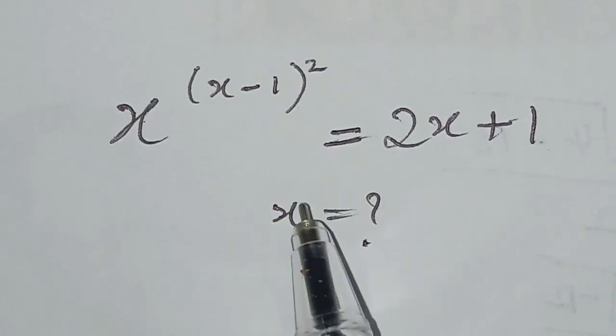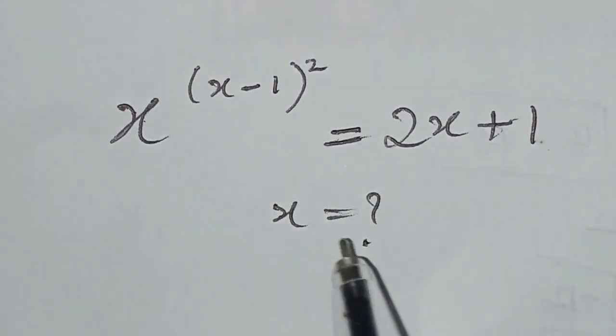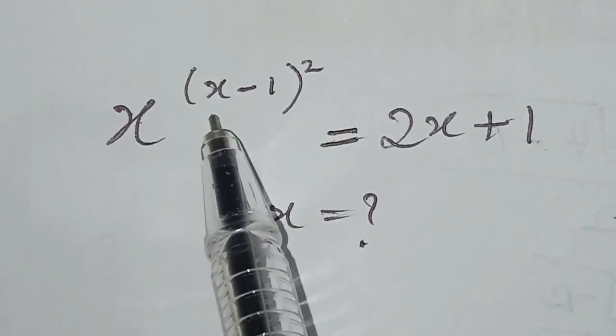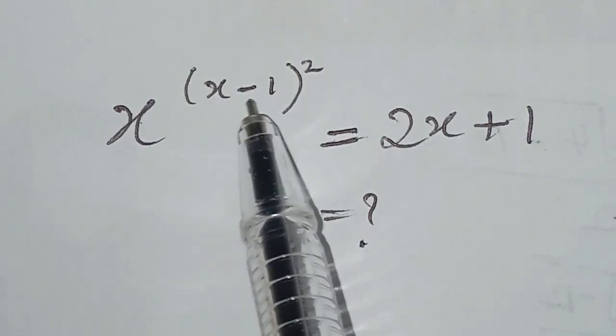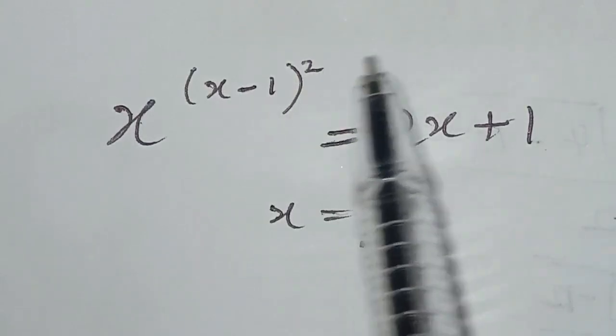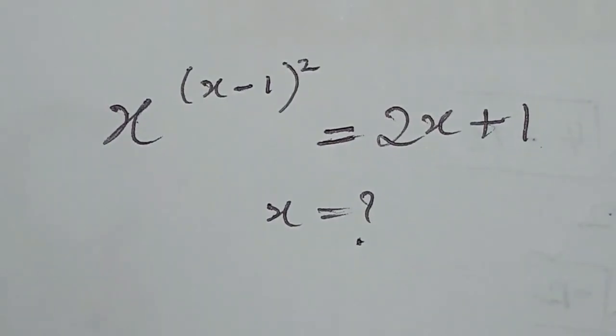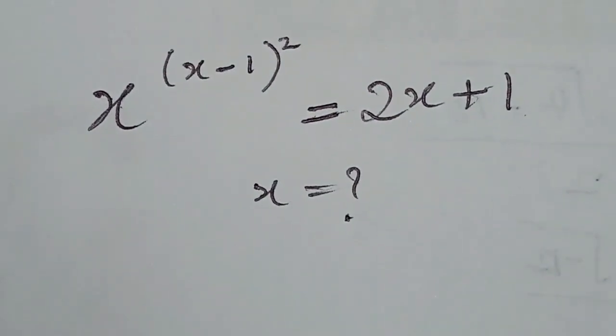In today's lesson, we want to solve this exponential and algebraic expression. We have x to the power of (x minus 1) squared equal to 2x plus 1. We want to find the value of x. Solution.